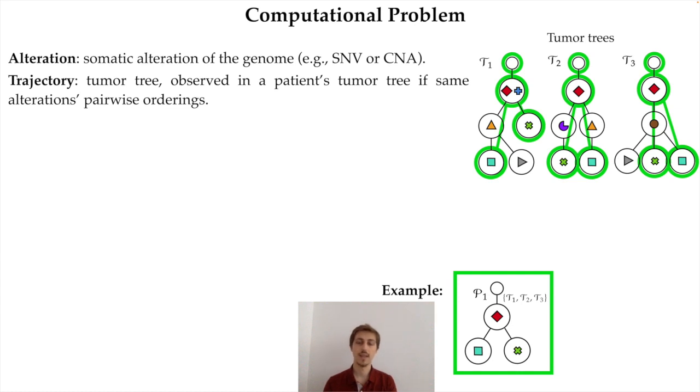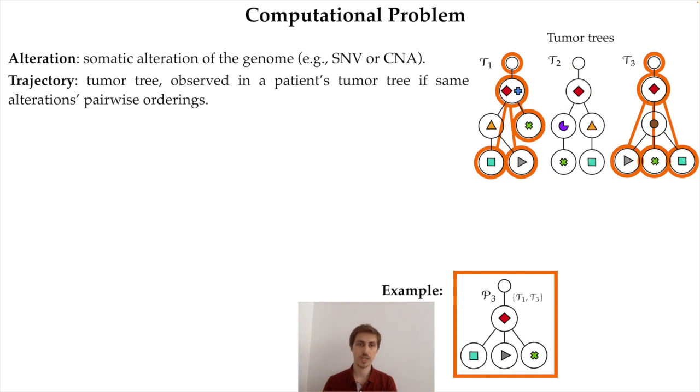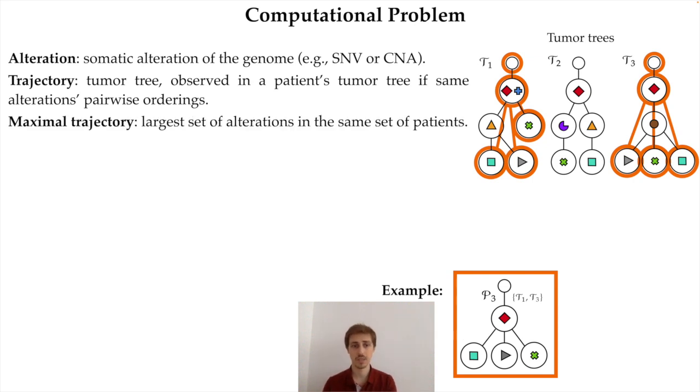And note that alterations are not necessarily consecutive in the tumor trees, but only that their order must be the same. And this is another example of a trajectory that is observed only on the first and the third tree. Furthermore, we only want to consider maximal trajectories, which are the ones with the largest set of alterations that are observed in the same set of tumors, so that they are as complete as possible.